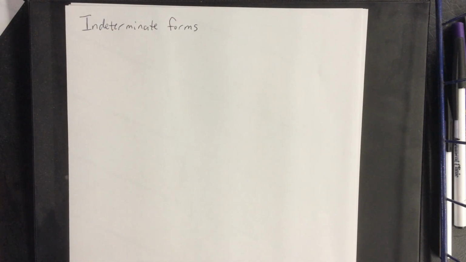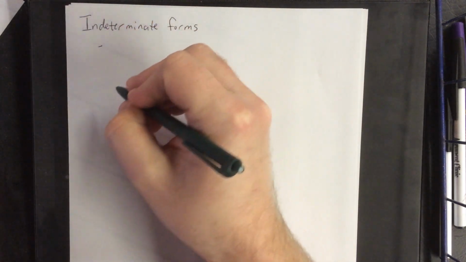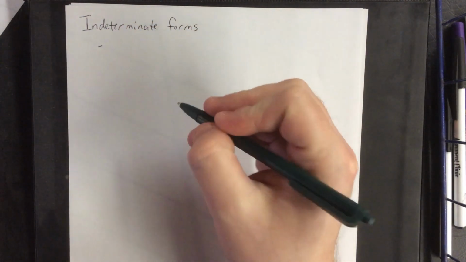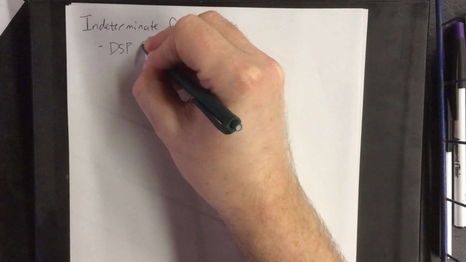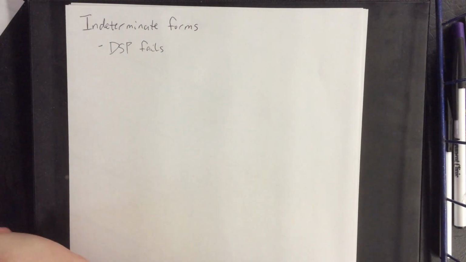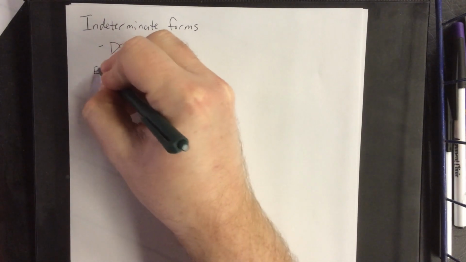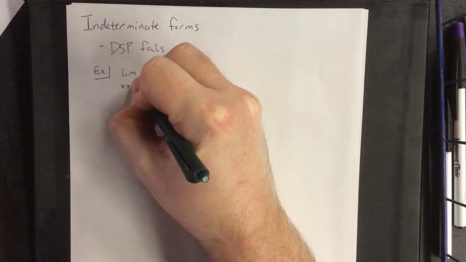So next up, we're going to talk about the idea of an indeterminate form. An indeterminate form is anything where you essentially wind up with two things that contradict each other in the mathematical world. Really what it boils down to is you attempt to use the direct substitution property and the direct substitution property doesn't work.